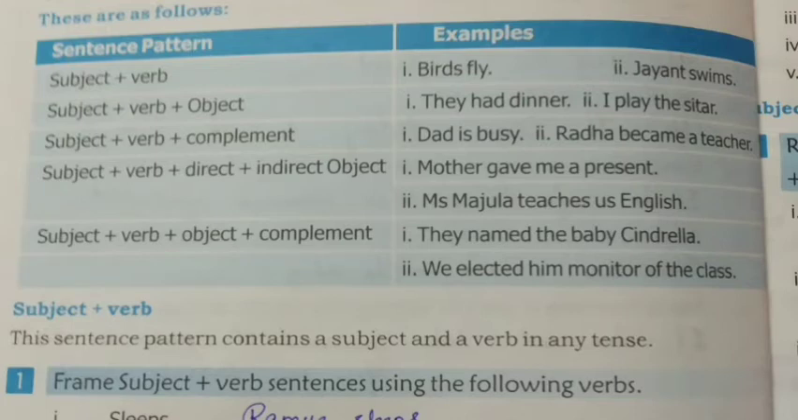Fifth sentence pattern is subject plus verb plus object plus complement. Example, you see, they named the baby Cinderella. Here, they is a subject, named is a verb. The baby is an object, and what they named, Cinderella, is a complement. And we elected him monitor of the class. Here, we is a subject, elected is a verb, him is an object, and monitor of the class is a complement.